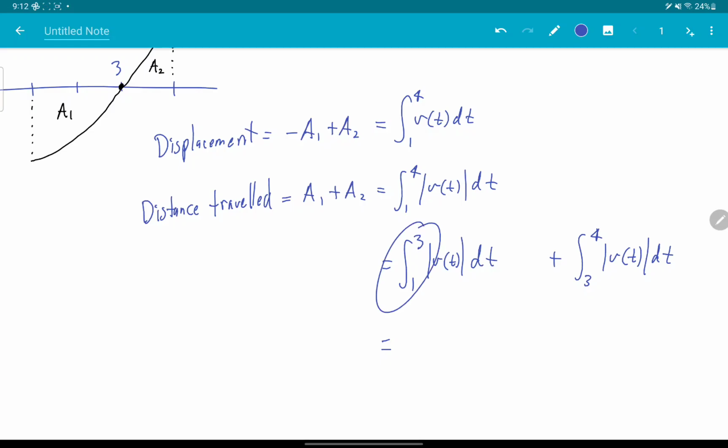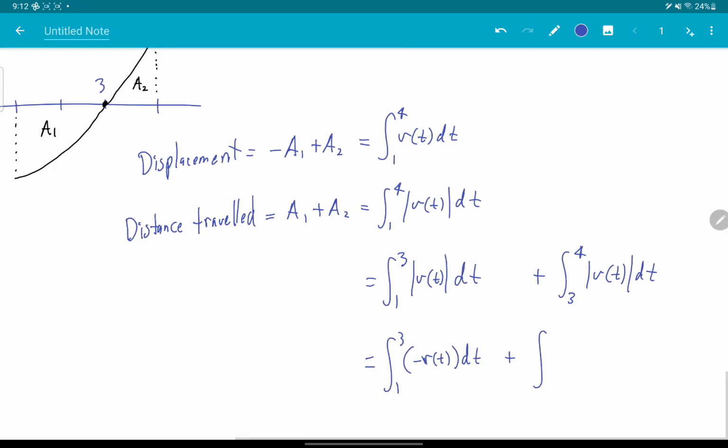Okay, from 1 to 3, we can see that the velocity is negative. So absolute value is going to put a minus in front. And then from 3 to 4, my velocity is positive. So absolute value will do nothing.